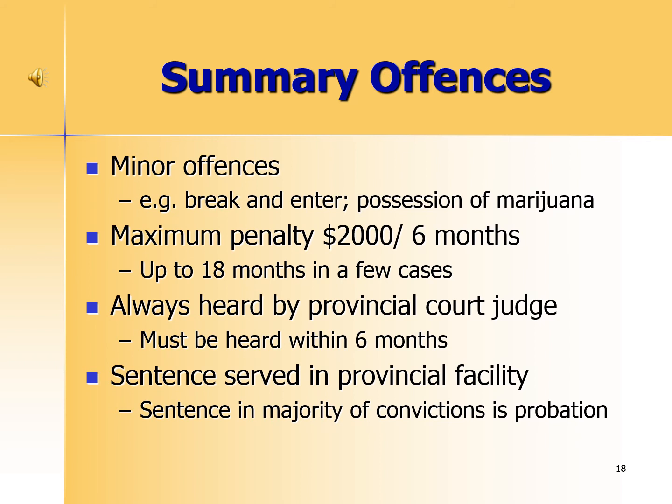A summary offense is always heard by a provincial court judge, a lower court judge, and the case must be heard within 6 months. So that's 6 months after the individual's been charged. The case has to be heard by a provincial court. And anybody convicted of a summary offense will serve time, or is allotted to serve time, in a provincial facility, so not a federal facility.